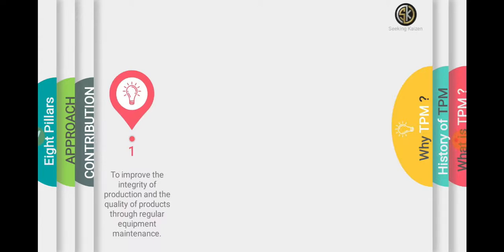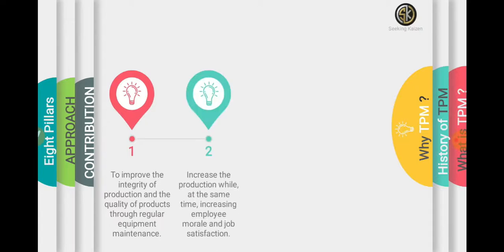So let's discuss this first point. So why do we need TPM? Here I have presented two scenarios, and by now we know why we actually need TPM. Okay, so let's discuss the first point. We need it to improve the integrity of production and the quality of products through regular equipment maintenance. We need to think of TPM as preventative medicine for our machines and equipment, because these activities are simply going to help our business and increase the production processes. Second point, increase the production while at the same time increasing employee morale and job satisfaction.